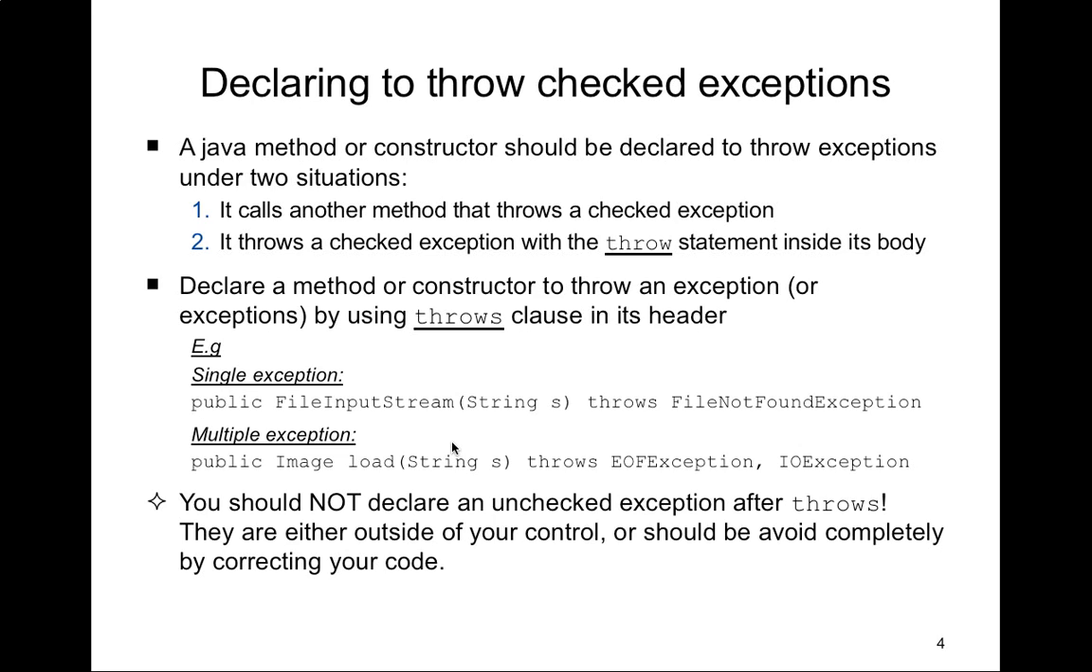So Java methods or constructors should be declared to throw exceptions under two different situations. In situation number 1, I wonder why this showed up in blue. Interesting. It calls another method that throws a checked exception. Okay, so it calls a method that throws a checked exception, so this one has to throw an exception. Otherwise you get an error. If you're calling a method that throws and you're not throwing, then Java will come back and say, needs to throw the exception. Would you like to add it in there? Actually, Eclipse will do that, and then it'll add it in there for you.